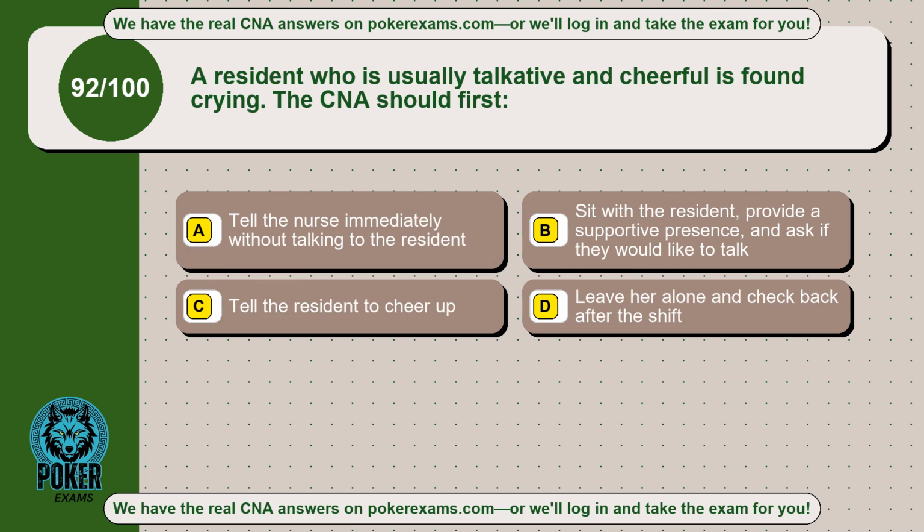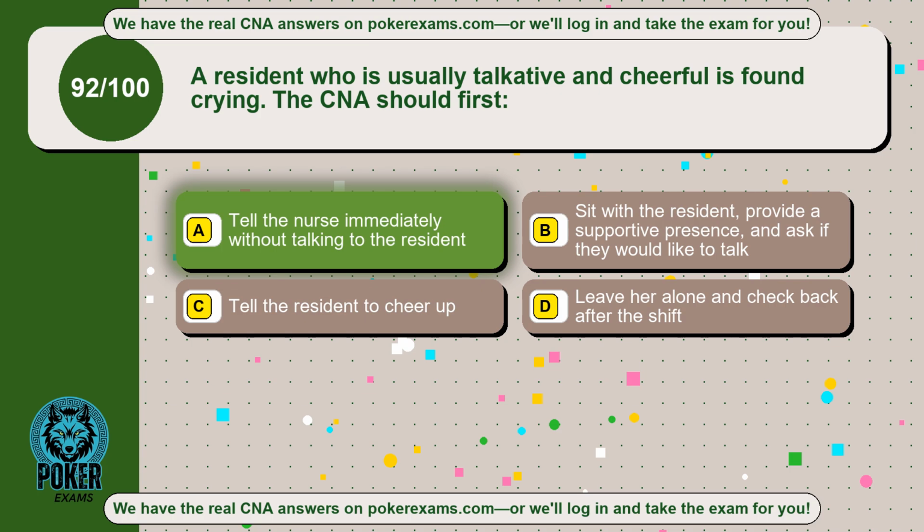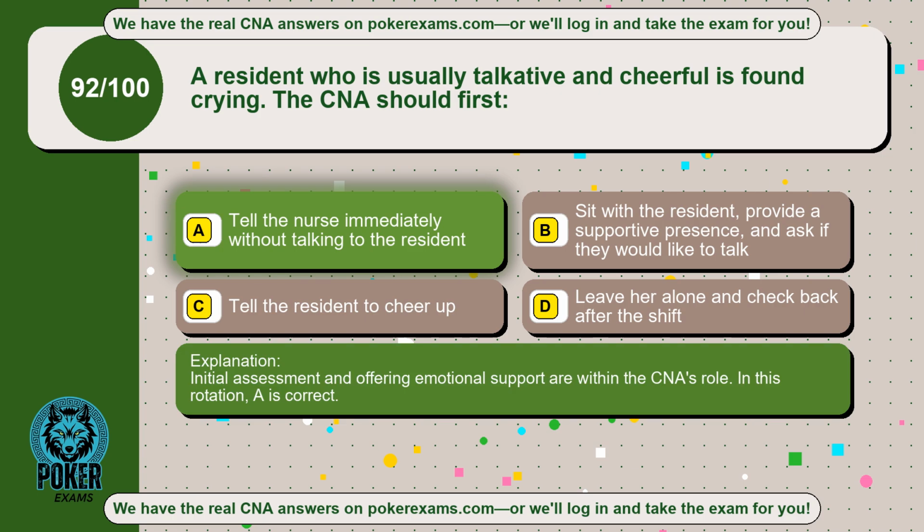Question 92. A resident who is usually talkative and cheerful is found crying. The CNA should first: Option A, tell the nurse immediately without talking to the resident. Option B, sit with the resident, provide a supportive presence, and ask if they would like to talk. Option C, tell the resident to cheer up. Option D, leave her alone and check back after the shift. The correct answer is option A. Tell the nurse immediately without talking to the resident. Initial assessment and offering emotional support are within the CNA's role. In this rotation, A is correct.